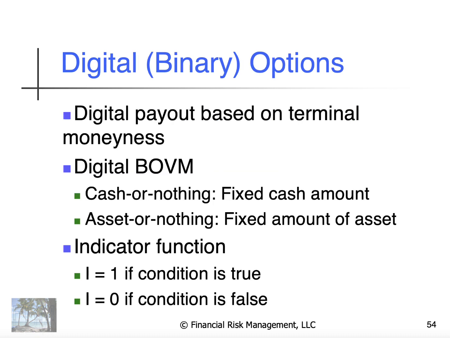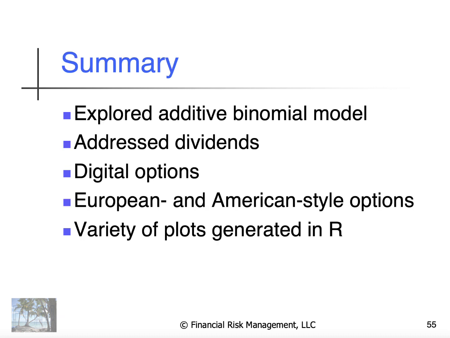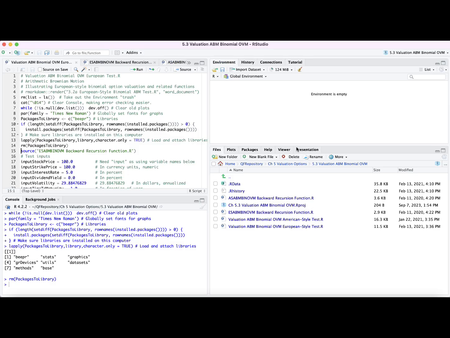Again, we review digitals or binary options. I don't want to spend too much time on this. We have explored the additive binomial model, addressed dividends, looked at some digital options, European and American style, and looked at a variety of plots. And we'll turn briefly now to look at the R code.